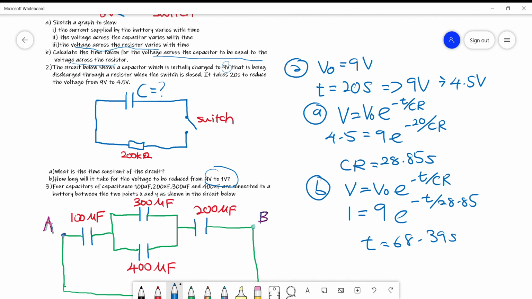I think it is correct. Okay, sorry, there is a mistake here. Let me see what the mistake is. Sorry, this one should be 63.39 seconds. So yeah, this is question number 2.